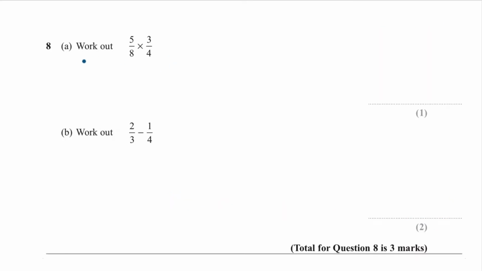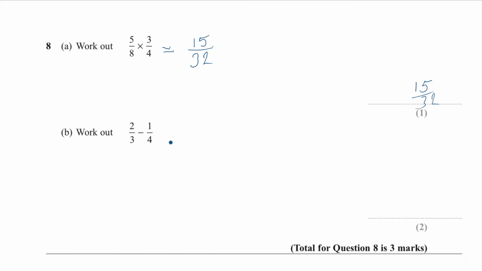Question 8. Work out 5/8 times 3/4. Now you may remember that multiplication is the easiest thing you can do with fractions because you simply just do it. So 5/8 times 3/4, you just do 5 threes are 15 over 8 fours are 32, and that's the job done. 15 over 32.